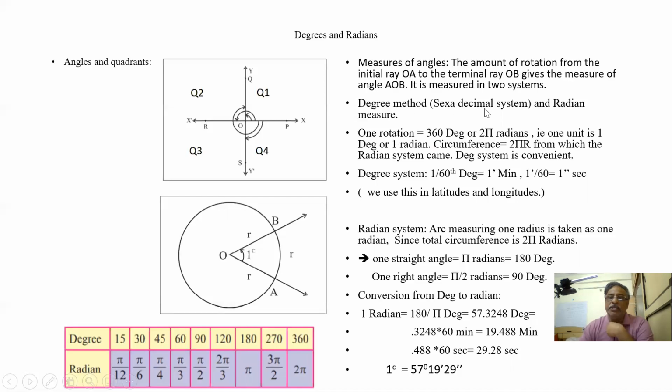This is called the sexagesimal system. What we call degrees means the sexagesimal system. We also have a radian system. One rotation is 360 degrees or 2 pi radians. So how is the degree system further divided? 1 degree is equal to 60 minutes and 1 minute is equal to 60 seconds.